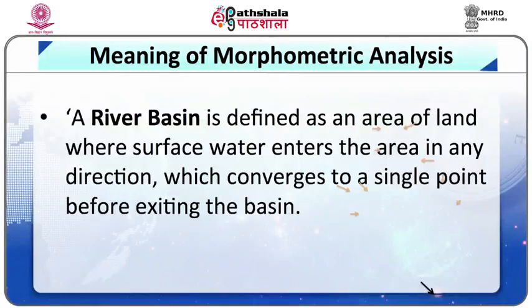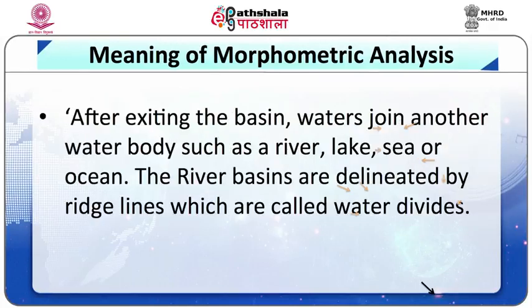A river basin is defined as an area of land where surface water enters the area in any direction, which converges to a single point before exiting the basin. After exiting the basin, waters join another water body such as river, lake, sea or ocean. The river basins are delineated by ridge lines which are called water divides, shown in red lines in this image.